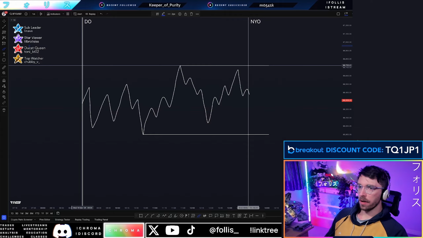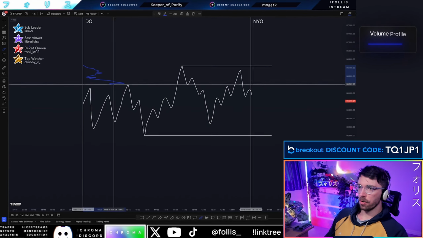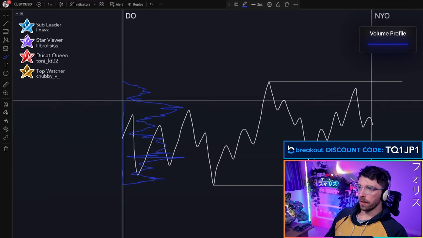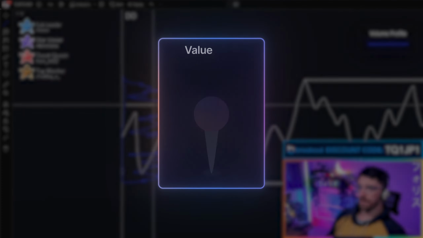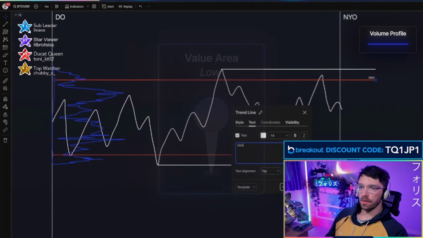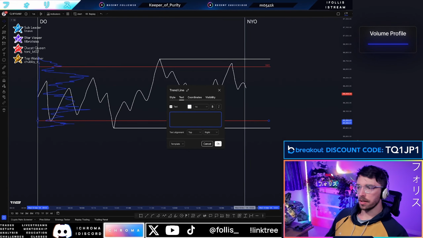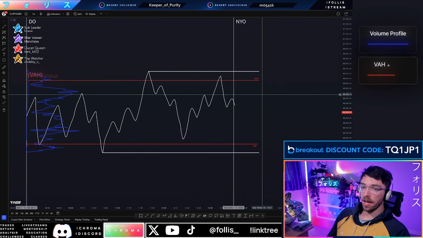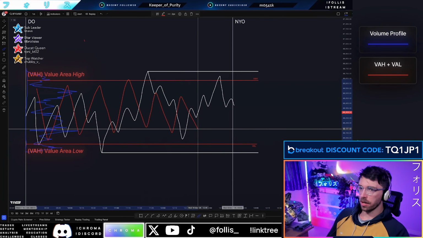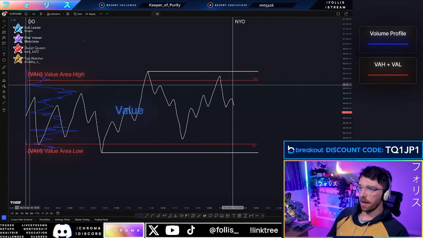What I mean by profile is it'll give you a volume profile that looks like this. And in that volume profile, that also gives you a value area high and a value area low. So this gives you VAH, and this gives you VAL. VAH and VAL are just the first standard deviation of volume traded in this range. That's all that the value area is.